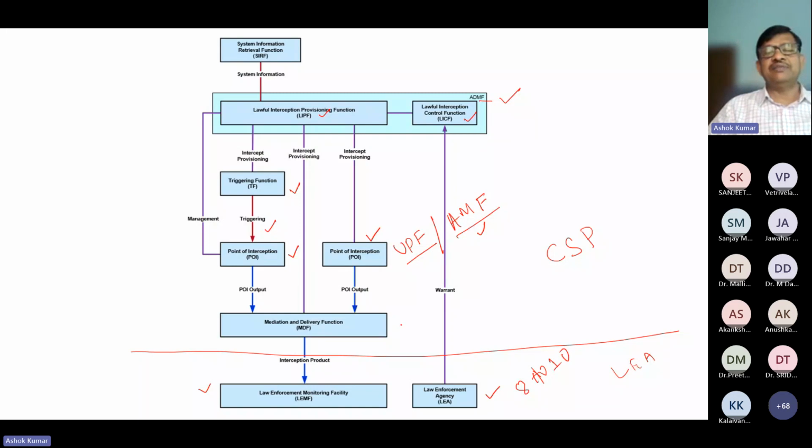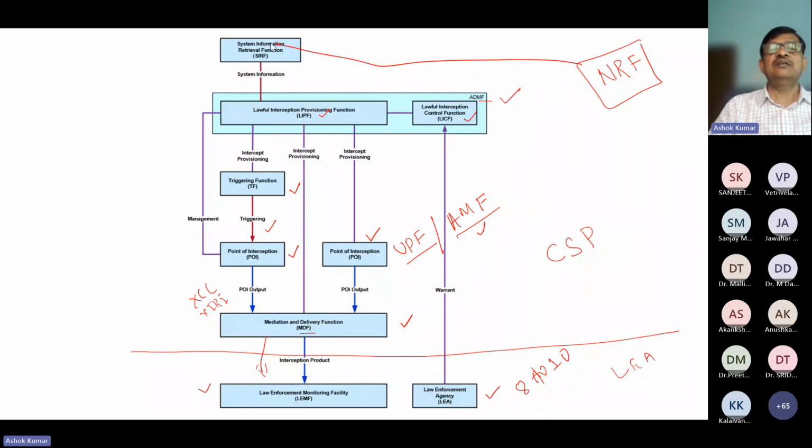Then here we have something called MDF, mediation and delivery function. The MDF's function is to capture the CC, XCC and XIRI from the network POI, convert them into a format which LEAs understand and transfer them to their LEMF equipment. Similar to the network function NRF, network repository function, which can discover any other network function, there is a network function called SIRF, System Information Retrieval Function. This is also a repository of addresses of all these network elements related to lawful interception.